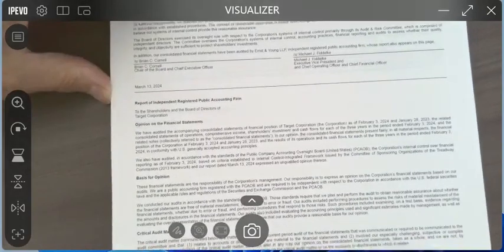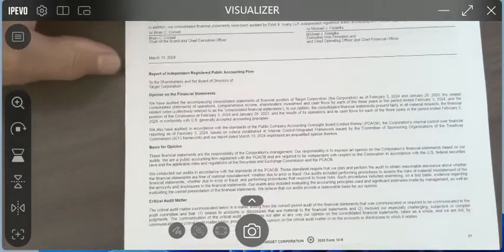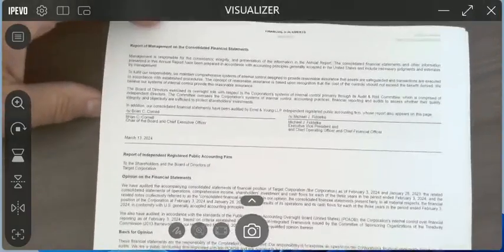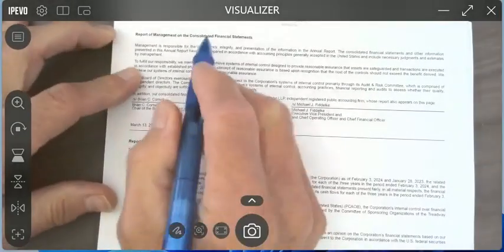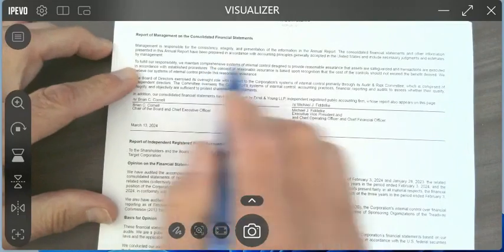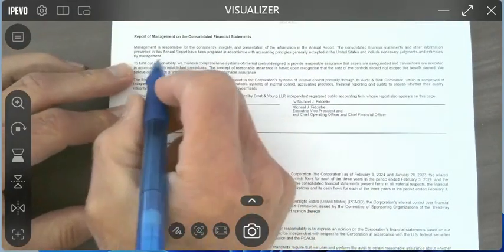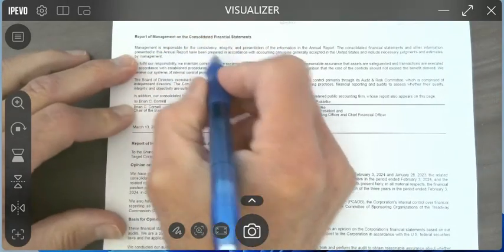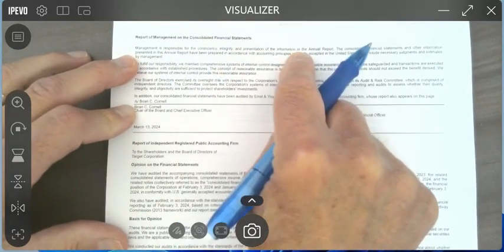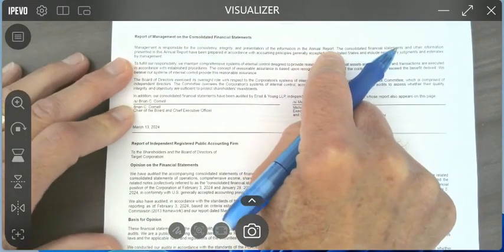Now, we get to the report of management on the consolidated financial statements. And here management is saying management is responsible for the consistency, integrity, and presentation of the information in this annual report.